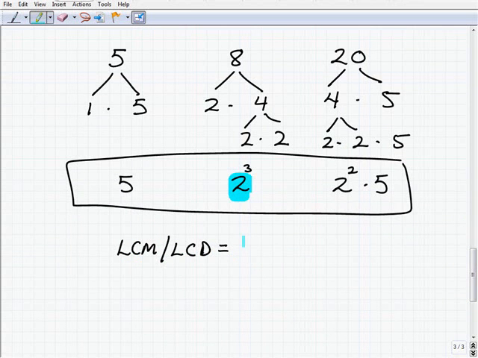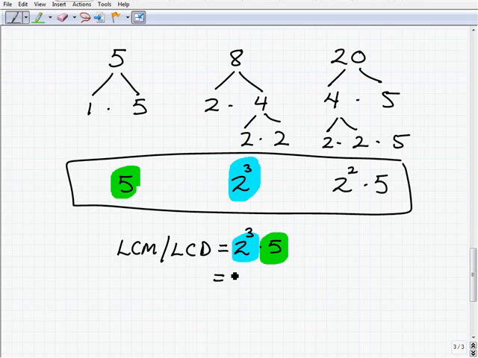Recall we need a 2 here and we have to select the highest power of 2. So we have a 2 cubed and a 2 squared. So we're going to have to write the 2 cubed as part of this LCM. We'll take the highest power, so we need that. We also need a 5. 5 is over here, but we only need one 5, and that should do it. So let's go ahead and write this into our final answer. This is 2 cubed times 5, which of course is 8 times 5, which is 40. So our LCD or LCM of these numbers is 40.